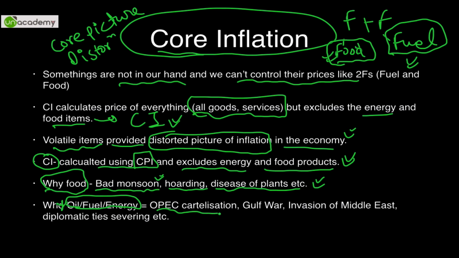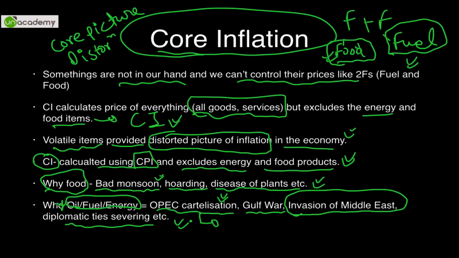Because of OPEC cartelization. What do you mean by cartel? Cartels can create a semi-monopoly type of thing, so you can also call them an oligopoly. They can decide the prices among themselves. Then a Gulf War like situation, or invasion of the Middle East by some powerful nations, or diplomatic ties being severed, will all lead to fluctuations in fuel or energy prices. That is why we exclude them in the core inflation calculation.